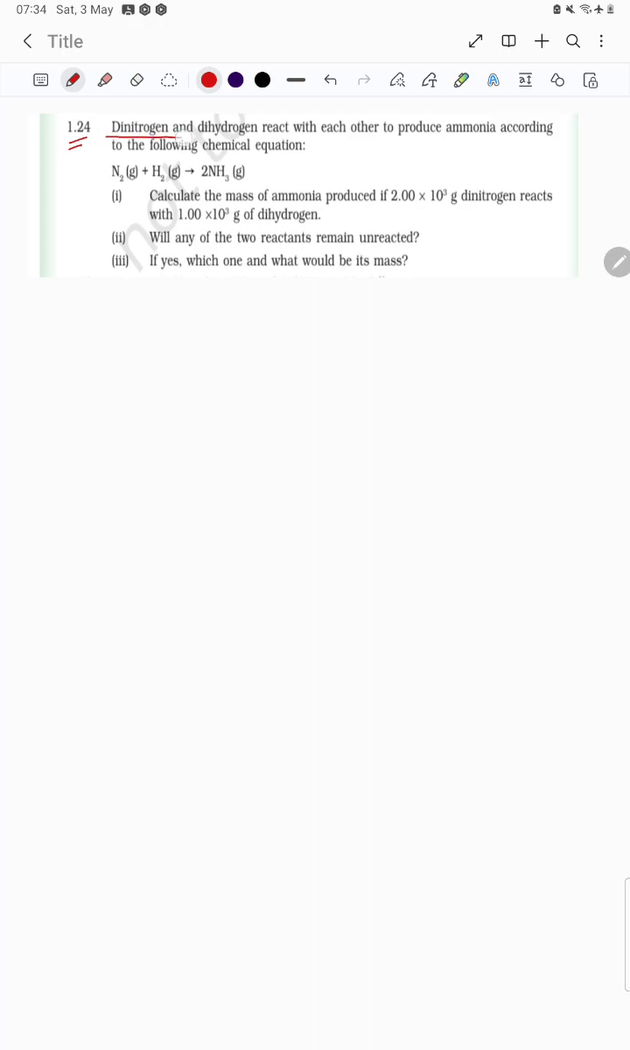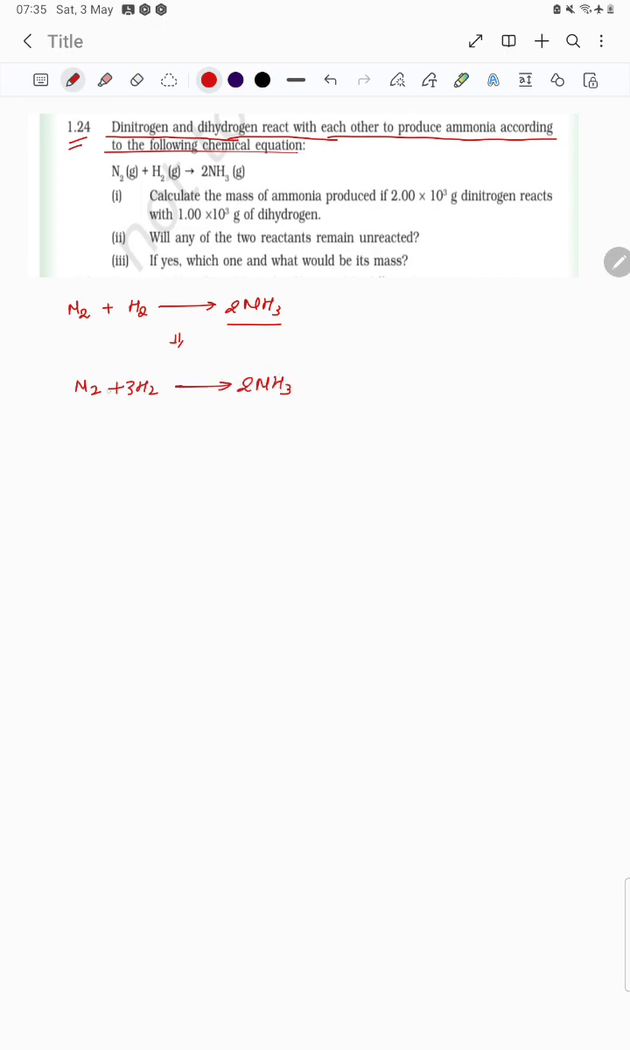The question is: dinitrogen and dihydrogen react with each other to produce ammonia according to the following equation. So that is N2 and H2, giving 2NH3. Okay, so dear student, you can balance it. Here the hydrogen is 6, so this side hydrogen is also required 6. N2 plus 3H2 is going to be 2NH3.